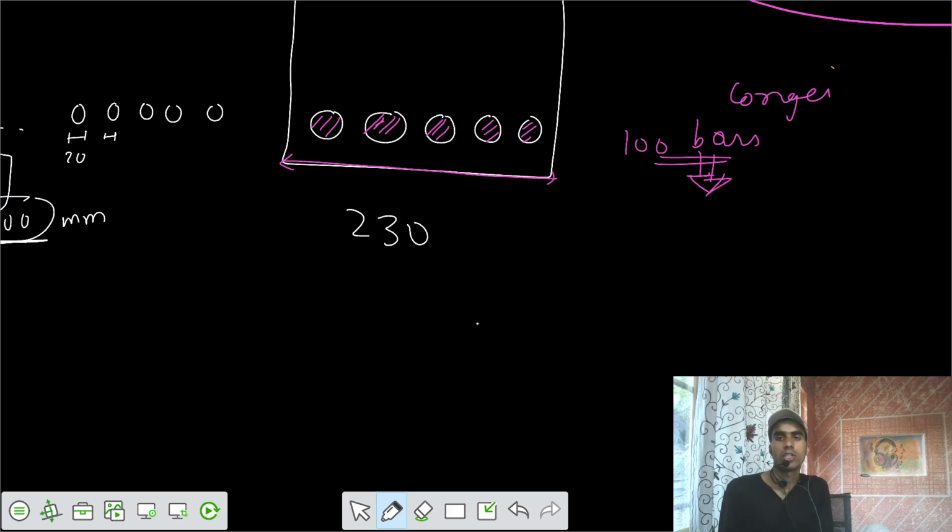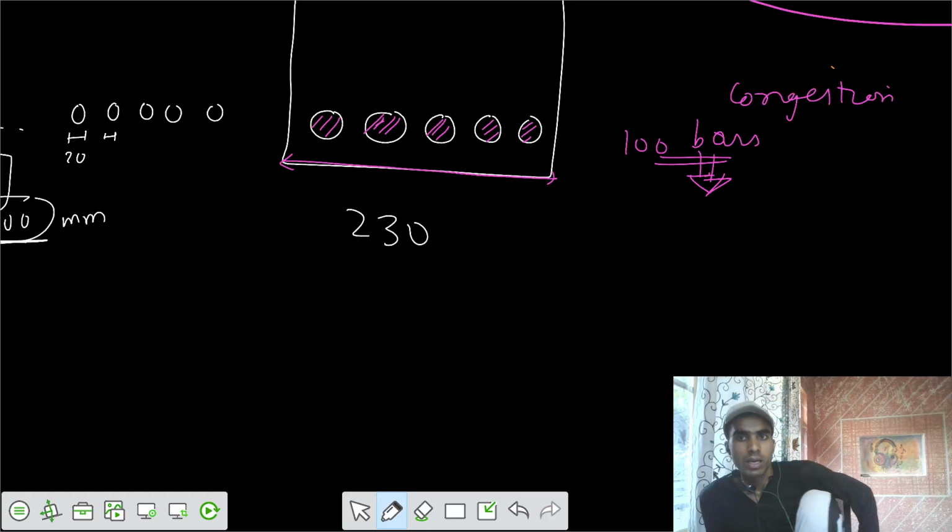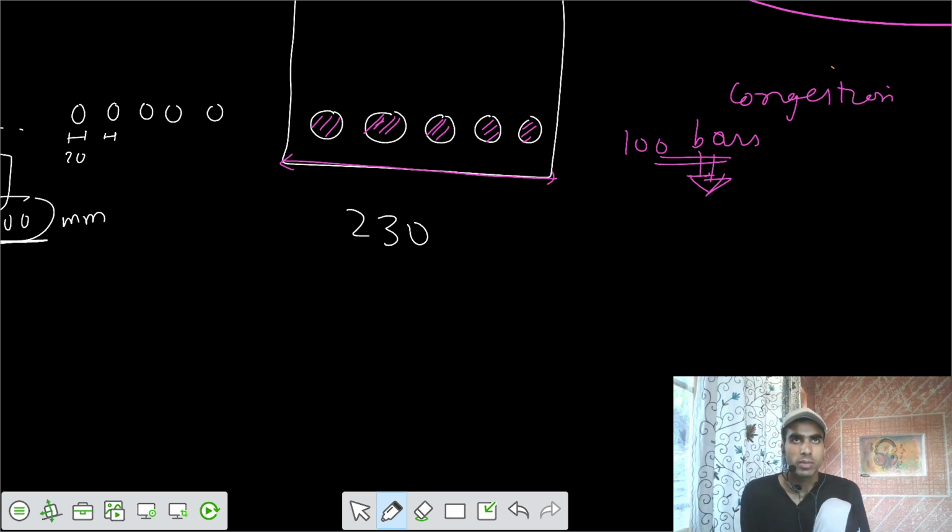We call this congestion. There's a possibility of congestion in the beams. There should be a proper spacing between the bars.